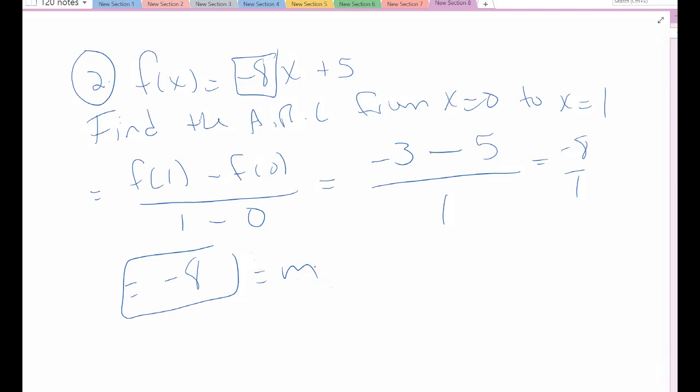Alright, so we're going to stop there. The last video is going to be on the difference quotient. The hardest part about the difference quotient is simplifying it. And so that's the last video. It's a special type of average rate of change.